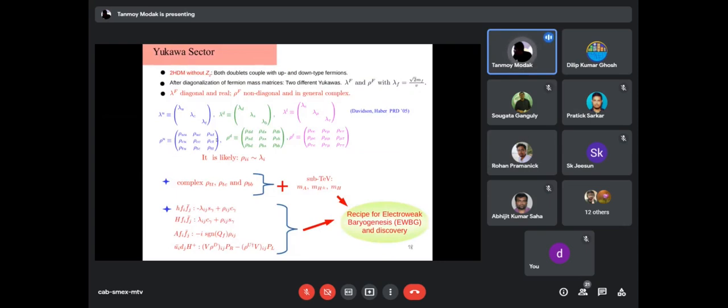In the UCA sector, you basically have 3x3 matrices for up type, down type, and left hand sector, and all of them could in principle be complex, and all of them are independent. So you can allow data to constrain them from flavor physics and collider experiments. And some of the elements are already constrained pretty strongly.